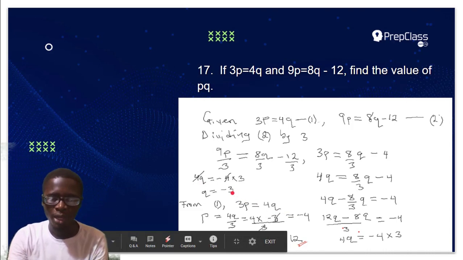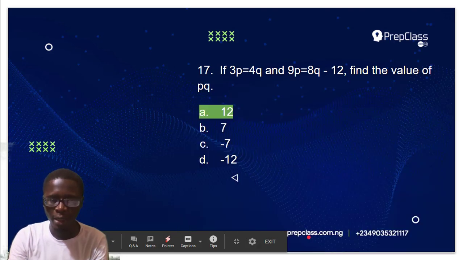So when we substitute the value of minus 3 into equation 1, we discover that 3p is equivalent to 4q. When we make p the subject, we have 4 over 3 q, and that represents p. Substituting the value of q as minus 3, 3 cancels 3, and we're left with minus 4. So q is equivalent to minus 3 and p is equivalent to minus 4. Multiplying minus 3 by minus 4 is going to give us a positive number, which is 12. And that is supported by option A.